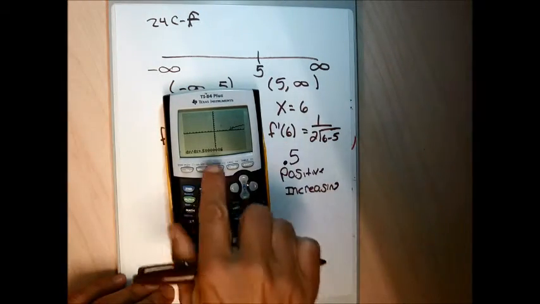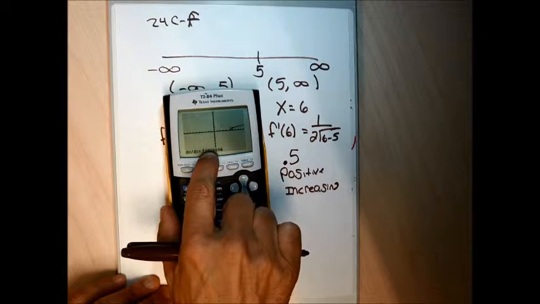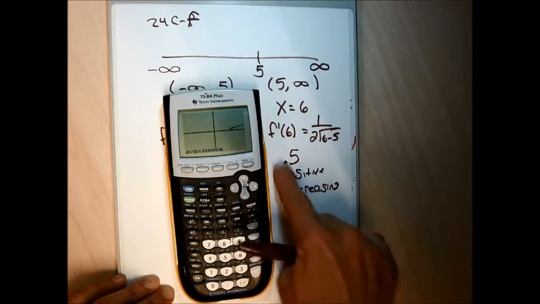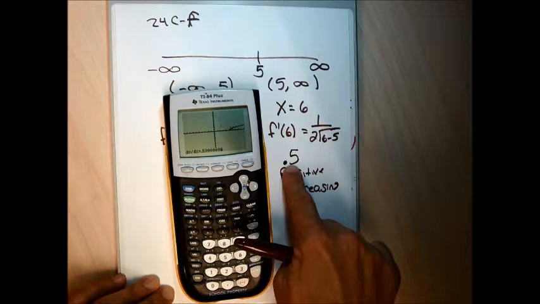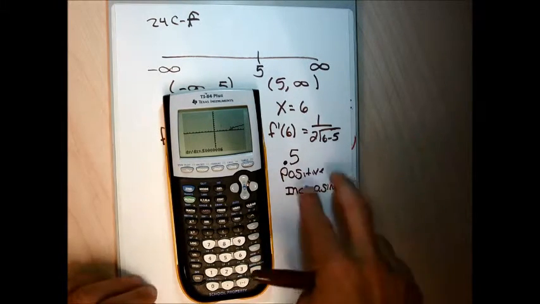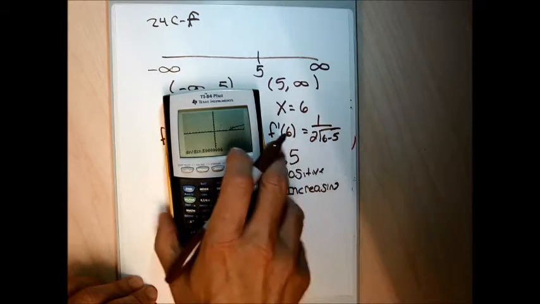The fact that I missed that decimal wasn't such a big deal, because I'm not worried about the number, I'm worried about the sign of the number. So I should have written 0.5 there, hardly that big of a deal, because it's a positive number, the graph is increasing in that interval.